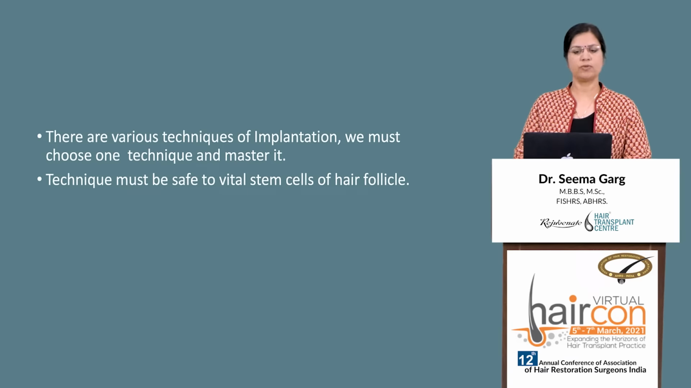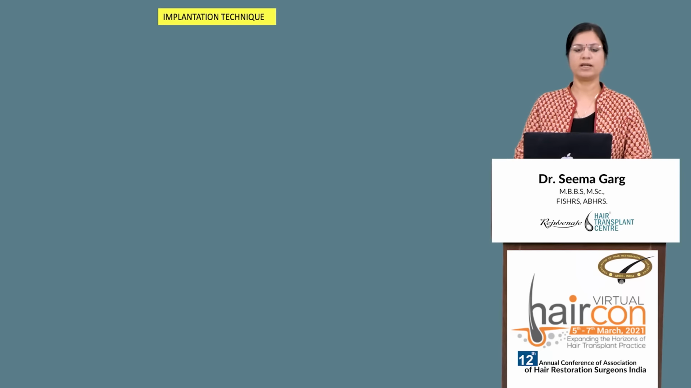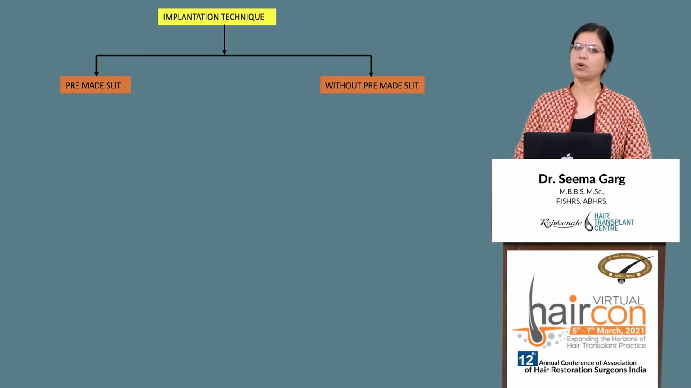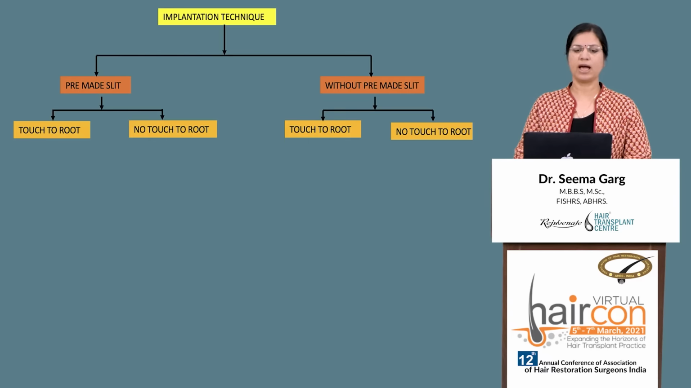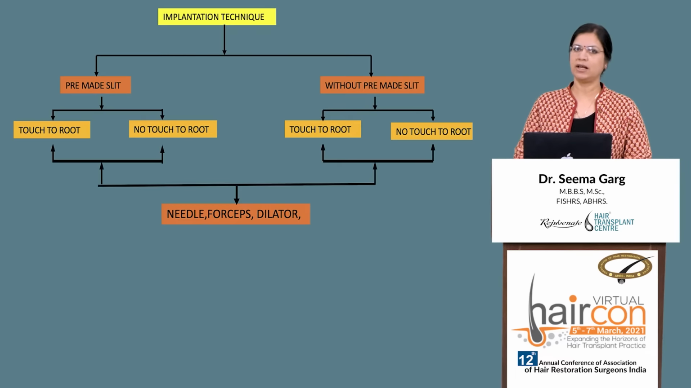We must choose one technique and master it. Technique must be safe to vital stem cells of the hair follicle. So, implantation can be done either with pre-made slit or without pre-made slit. In both these techniques, we can hold the graft either near the bulb or near the epidermal end. If we hold the graft near the epidermal end, it is known as no touch to root technique, and another is touch to root. In all these, the instruments required are needle, forceps, and a dilator can also be used.